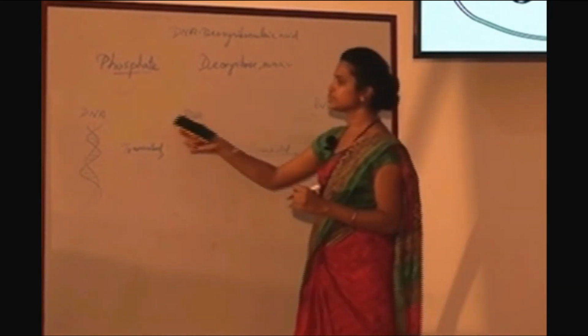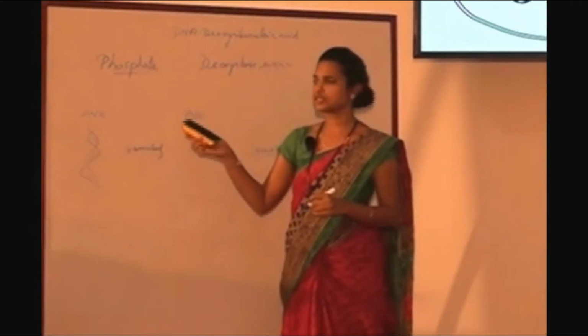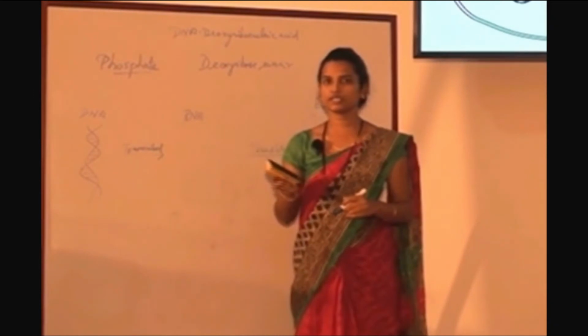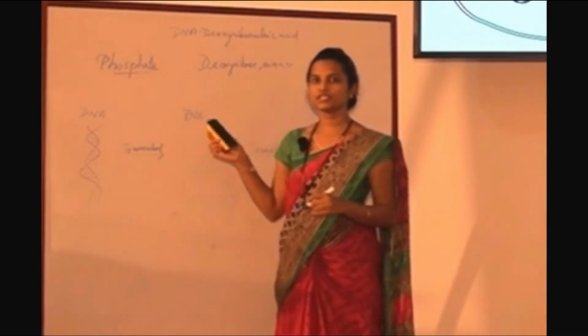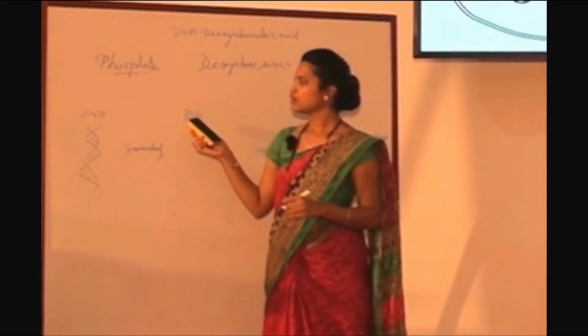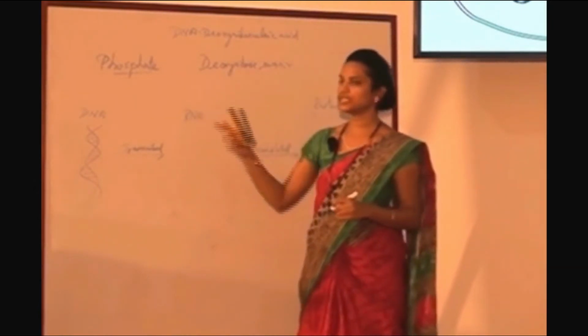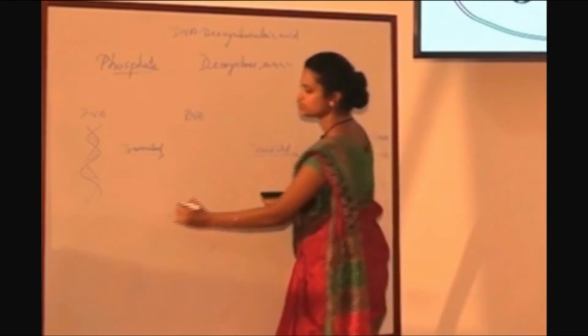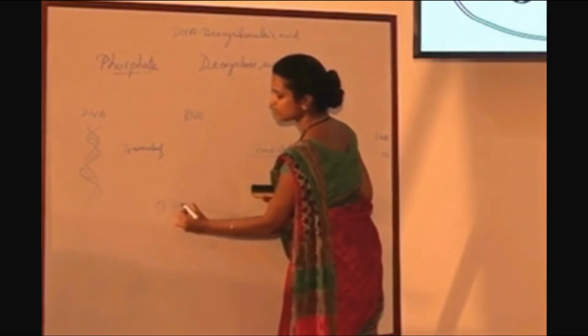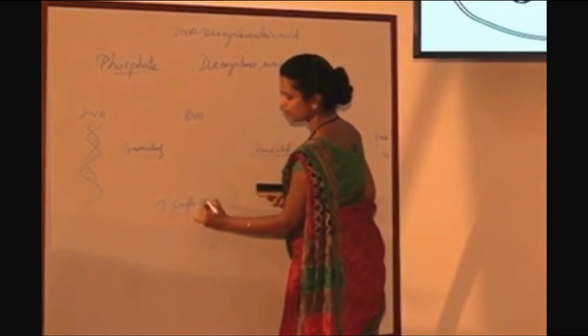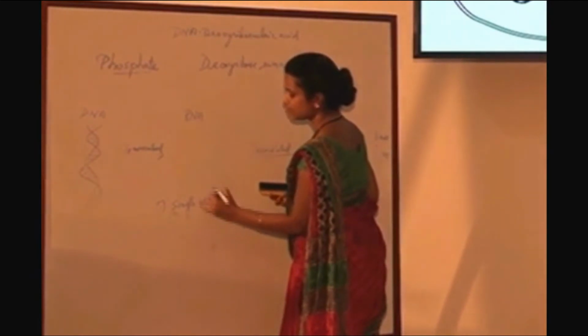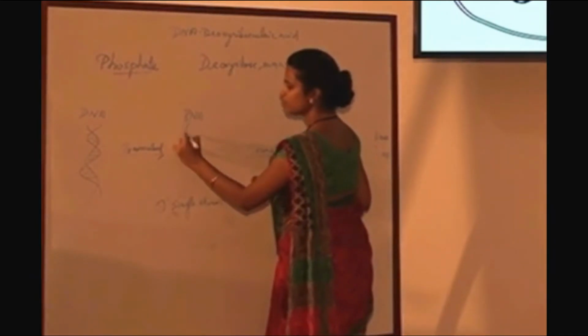DNA is deoxyribonucleic acid and RNA is ribonucleic acid. There are no major changes in the structure between the DNA and RNA, but the RNA differs from DNA in three aspects. The first one is, it is a single-stranded molecule. So it contains only one strand.